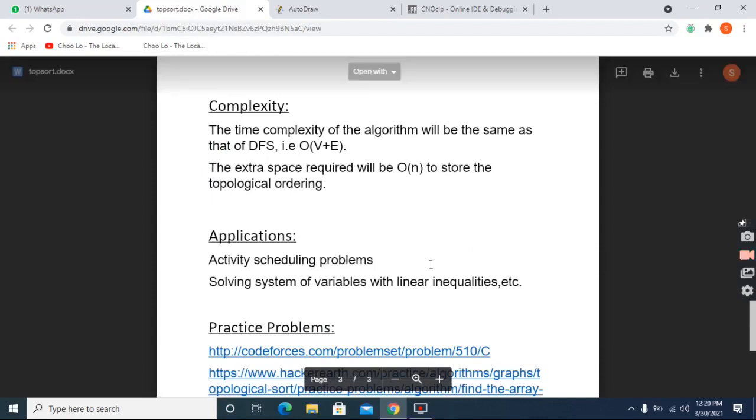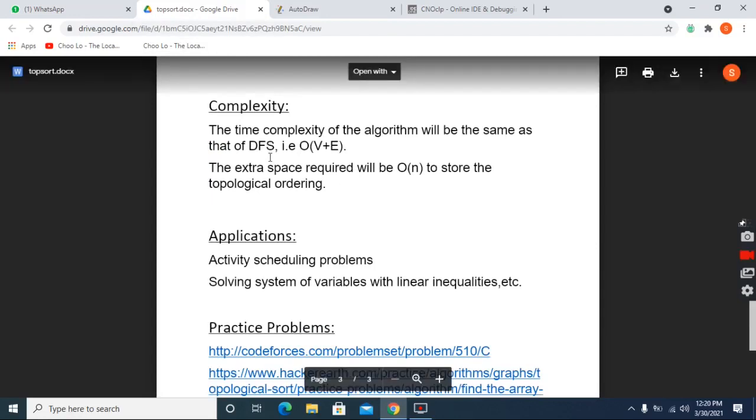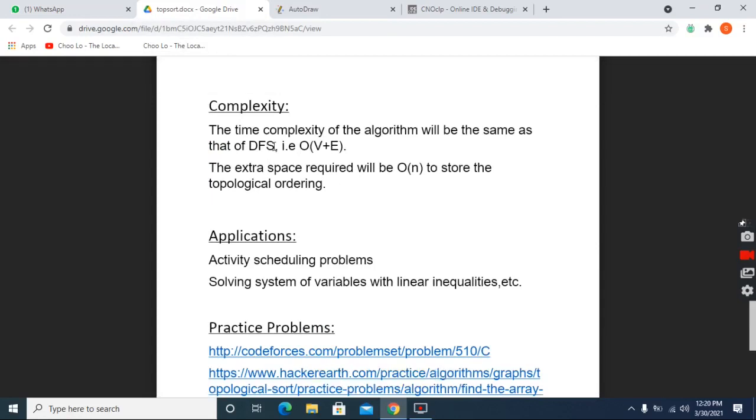And the complexity of this algorithm will be the same as that of DFS, because we are just doing a normal DFS with just one extra line of code, which is O of V plus E, where V is the number of vertices and E is the number of edges. The extra space required will be the order of V, where V is the number of vertices, to store the topological ordering.